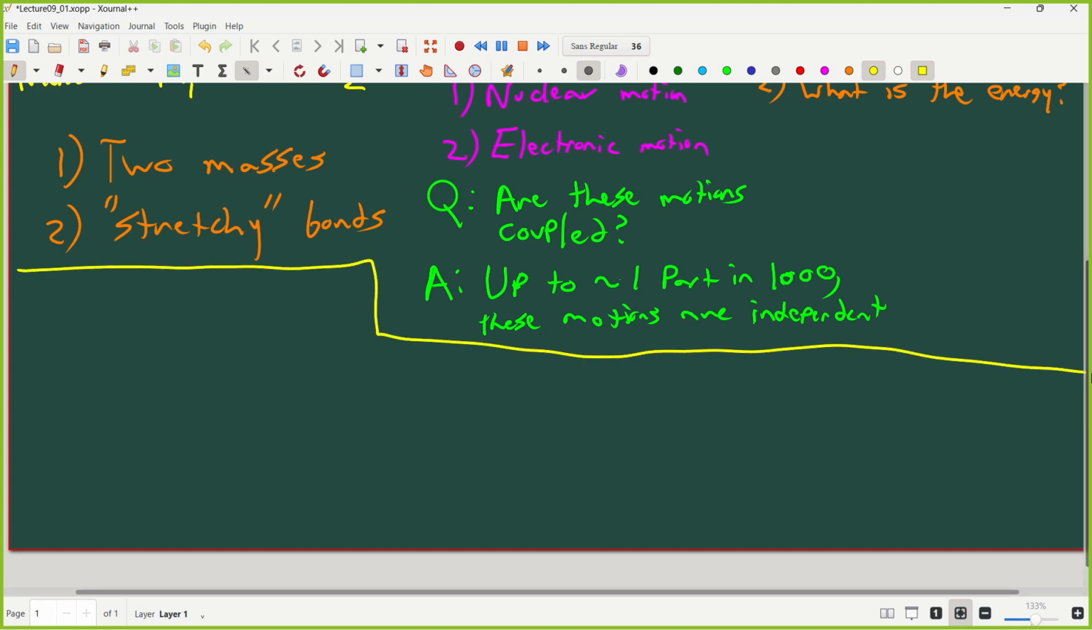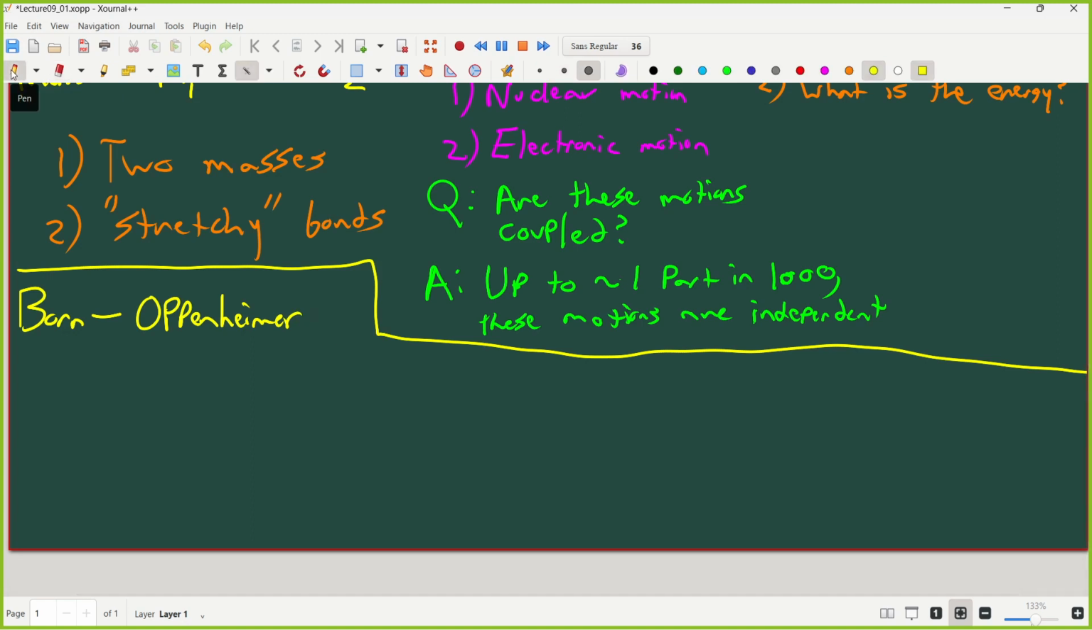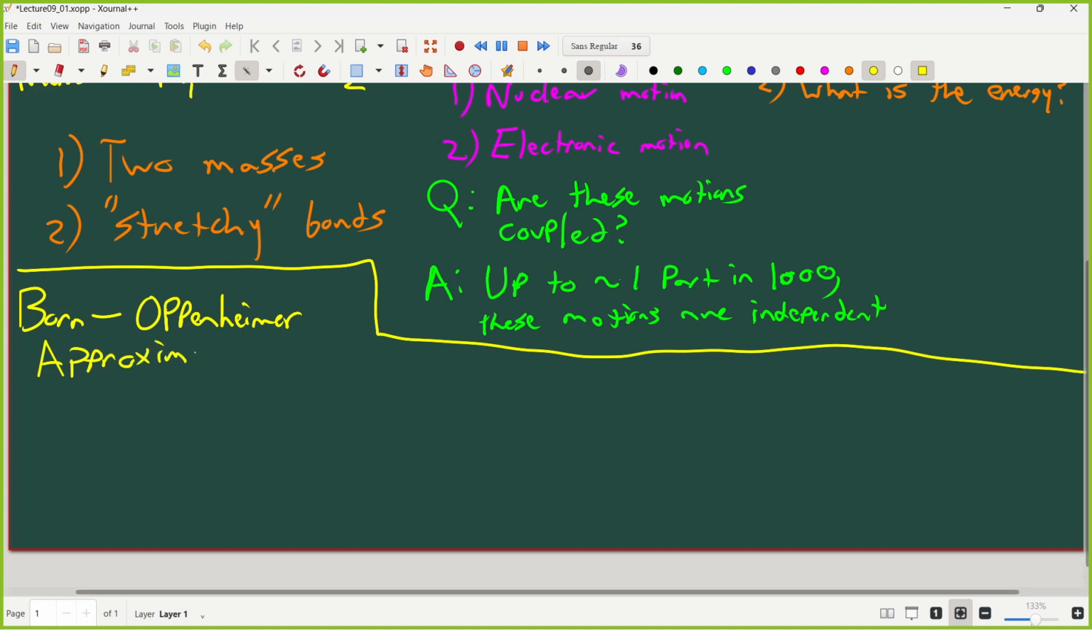All right, so this approximation is called the Born-Oppenheimer approximation, named after J. Robert Oppenheimer. This is work that Robert Oppenheimer did with Max Born during his PhD work. This was Oppenheimer's PhD thesis. And it's, in some ways, one of the most important approximations in all of chemistry.